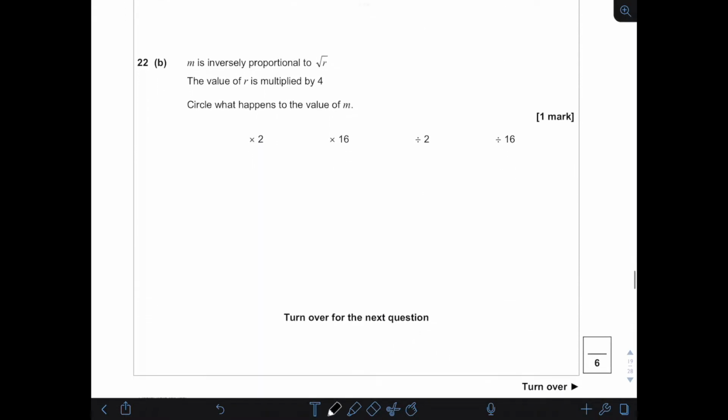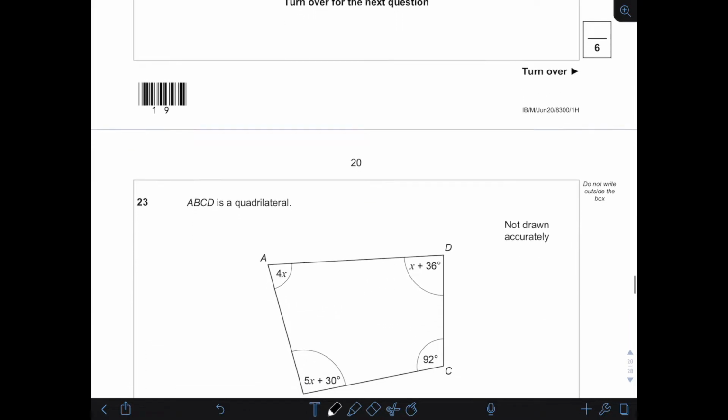M is inversely proportional to root r, where r is multiplied by 4. And if the r is multiplied by 4, which means that instead of root r it is now root 4r, that can be factored out, or that can be taken to be 2 root r, which means that now we have an extra 2 as a factor, which is multiplied by 2. But it's inversely proportional, so it's actually divided, so sorry about that. Read the question, don't be me.